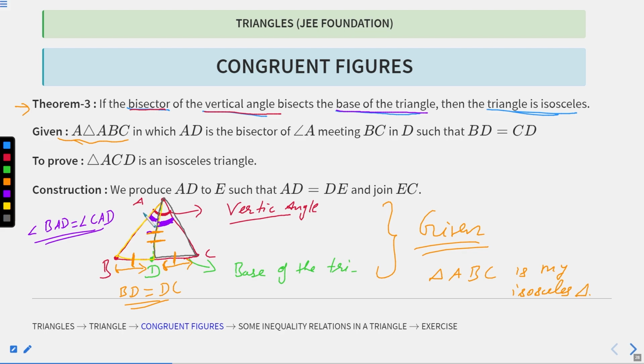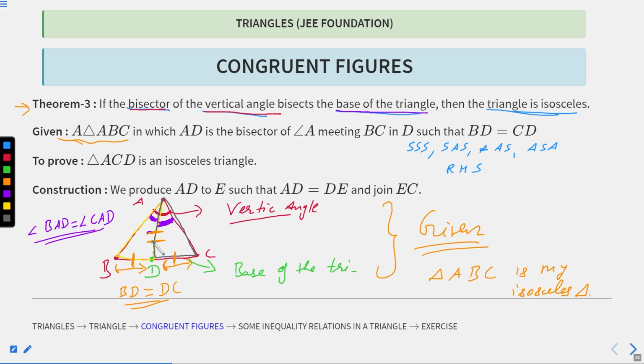Let's see what information we can take out. It is quite easy, we will be using one of our conditions. So recall the conditions. We learned 5 conditions: side angle side, angle side angle, and the right angle, hypotenuse and side.